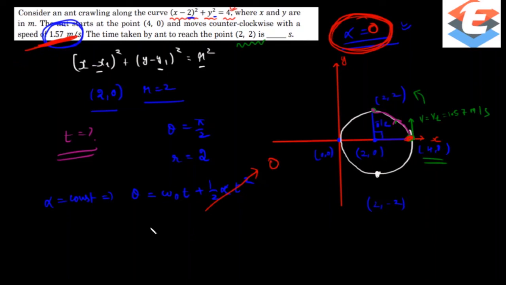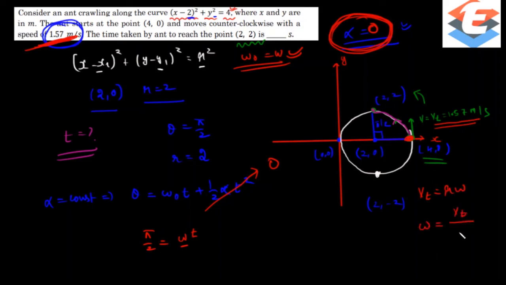So this term will be 0. Now theta, how much? Pi by 2. Omega naught, or just omega, because omega naught will be equal to omega, right? Since acceleration is 0, it is traveling with the same velocity only. Omega into t. Now I need to find out this omega. That is where they gave tangential velocity. This ant is moving in a circular path, so obviously it will have only tangential velocity, which is equal to r into omega. So omega will be nothing but vt by r.